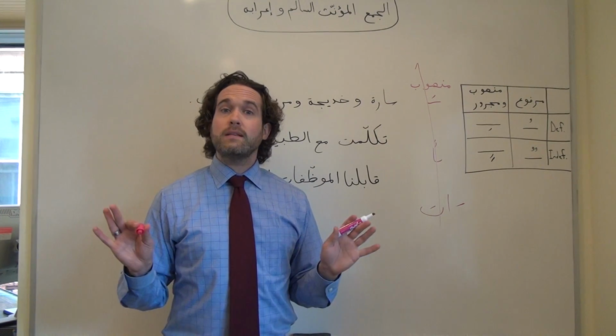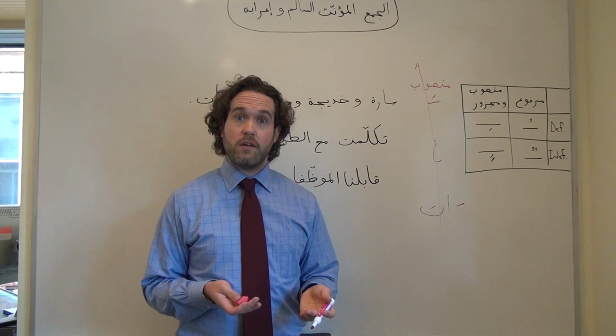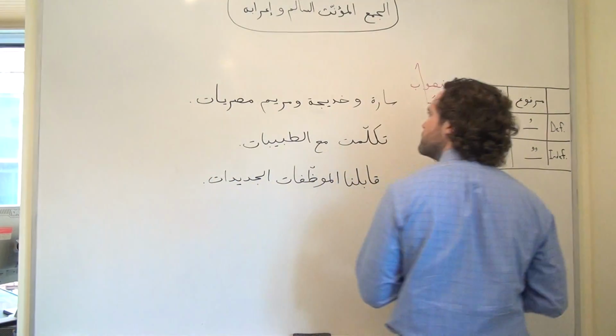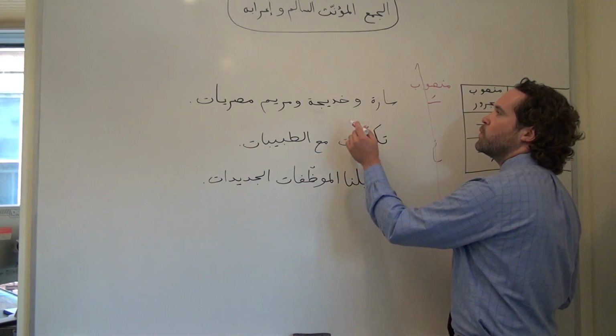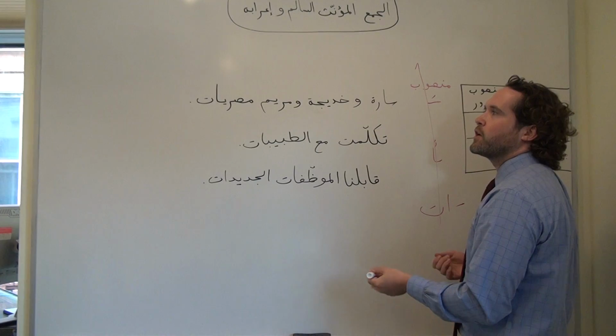That's it. That's the one little exception that we need to remember when we're vocalizing a text or dealing with a vocalized text. Otherwise, things are exactly the same. Just a couple of examples to illustrate the point. We have one sentence that reads Sarah wa Khadija wa Maryam Masriyat. Sarah and Khadija and Maryam are Egyptians.